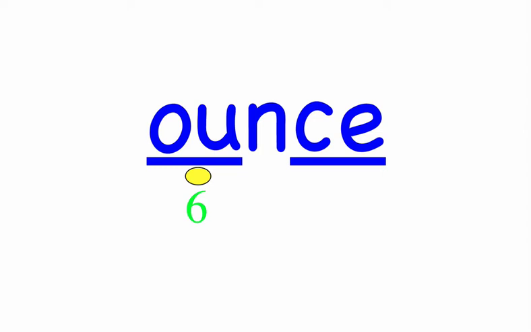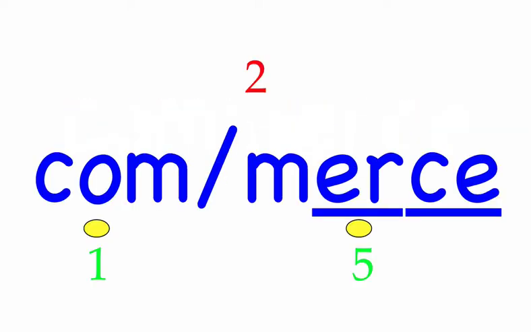Row 3. Commerce. Commerce. Commerce refers to the act of buying and selling. Commerce. Com, 3 sounds. K, ah, m. Merce, 3 sounds. M, s. Commerce. Mark the word. Commerce.